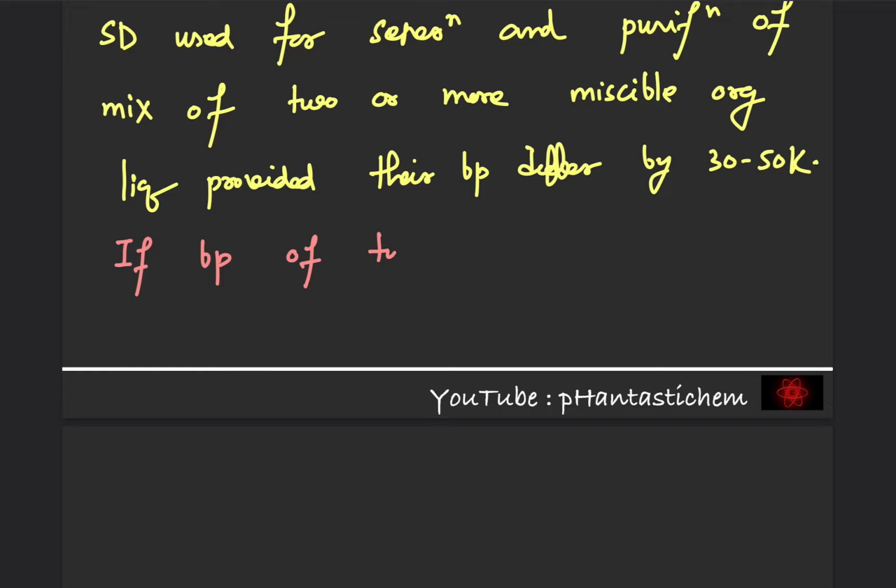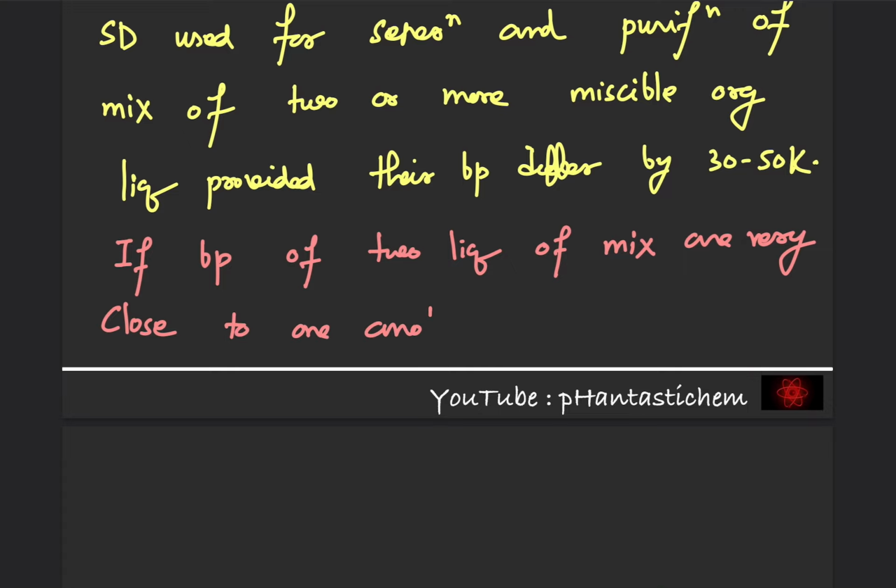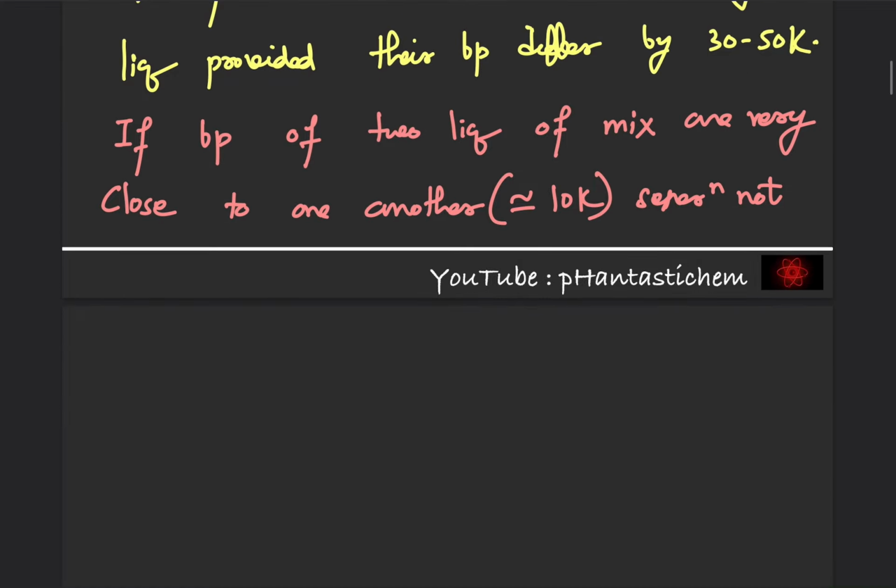If boiling points of two liquids of mixture are very close to one another, let's say around 10 Kelvin, then separation is not possible by simple distillation, because since their boiling point is close by, therefore at the boiling point of the more volatile liquid of mixture, there will be some amount of vapors of the less volatile liquid as well.